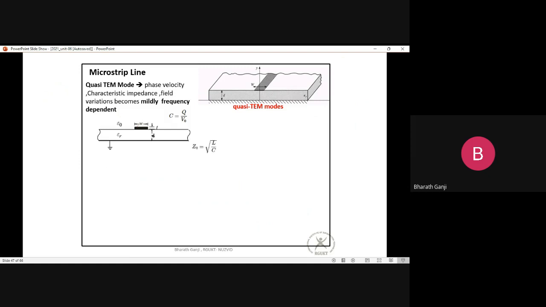So if you want to calculate the characteristic impedance of this kind of structure at a given frequency, you need to calculate the square root of L by C. But the problem is that we need to find L and C for this structure.